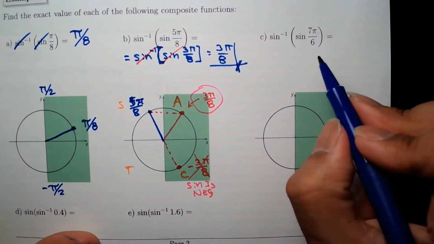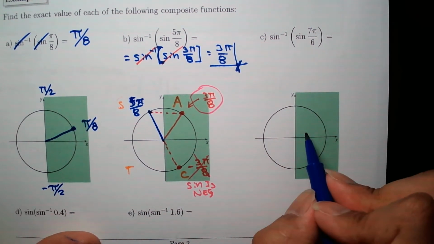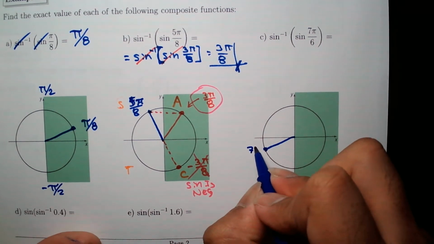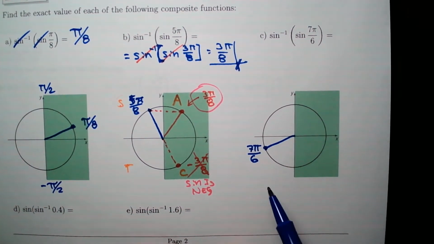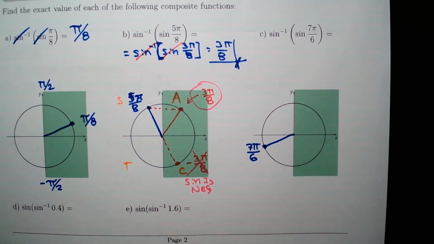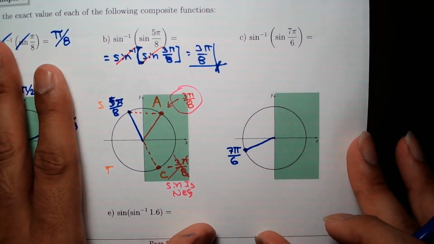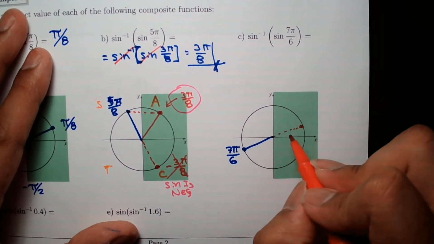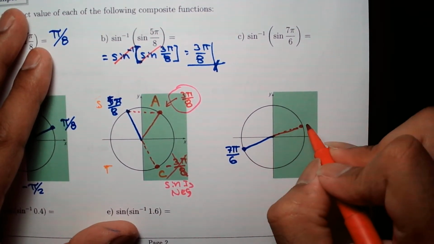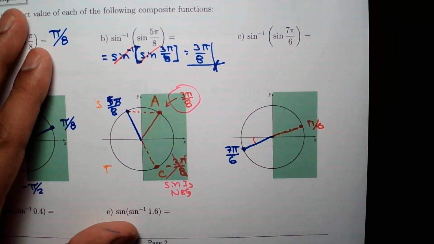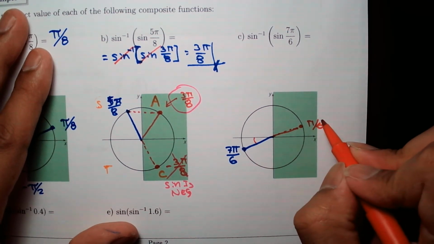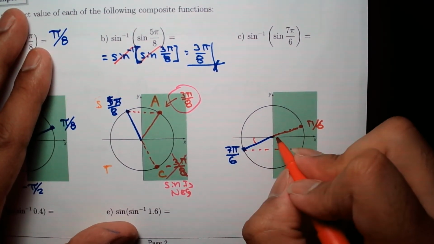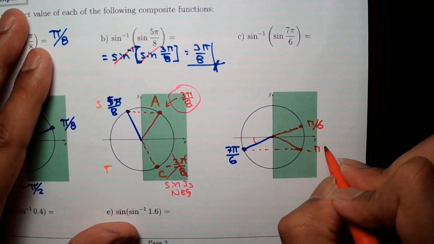Well, 7 pi over 6. So 7 pi over 6 is a little bit more than pi, which is the same as 6 pi over 6. Again, we have an angle that is outside of the okay range for sine inverse. So we have two options here. Number one, do we project this over here? In that case, it would be pi over 6, because this related angle is pi over 6. Or the other option is to move it here, where this is negative pi over 6.